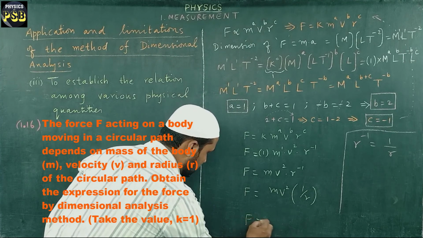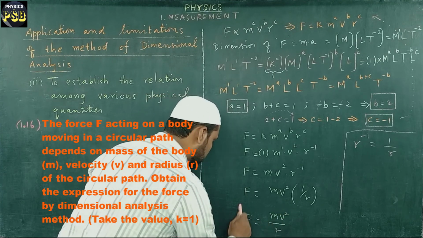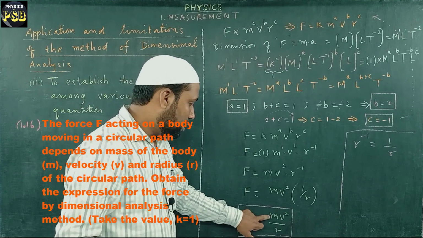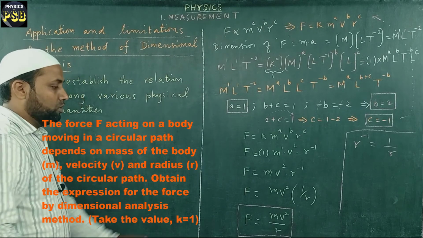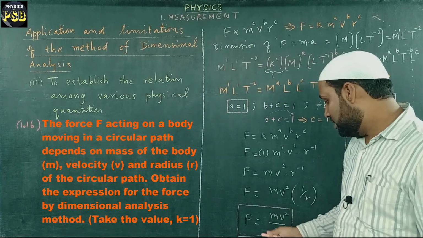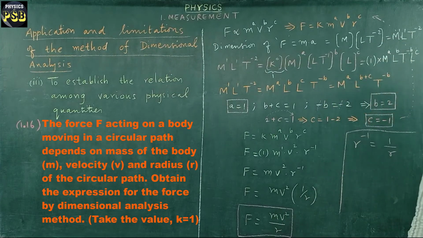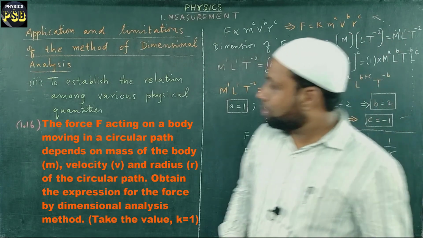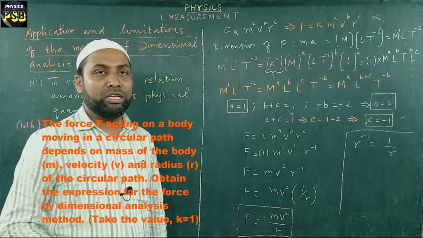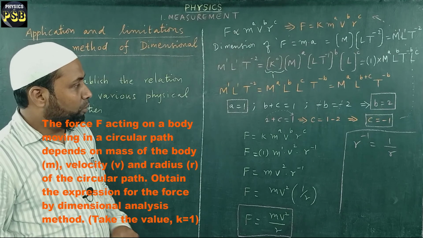So the final equation obtained is m v square upon r. This is the final expression which gives us the relation between F, m, v and r. So this is the expression for the centripetal force acting on an object moving in a circular path. So this is how one can use the dimensional analysis method to establish the relation between physical quantities. I hope you have understood.